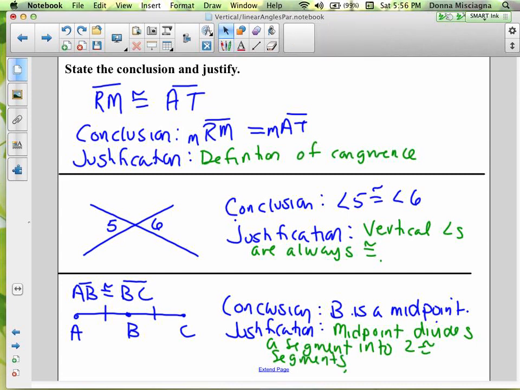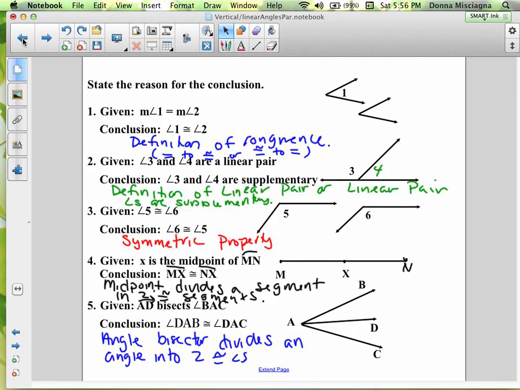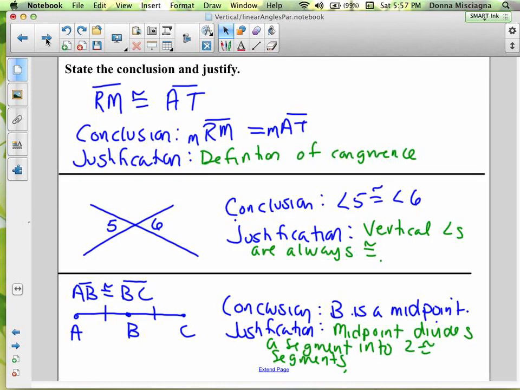Notice that two of these are the reverse of what we have on the other page. So on here we went from measure to congruent. And on number 4, we went from midpoint to congruent. Over here, we went from congruent to equals. And we went from congruent to midpoint.